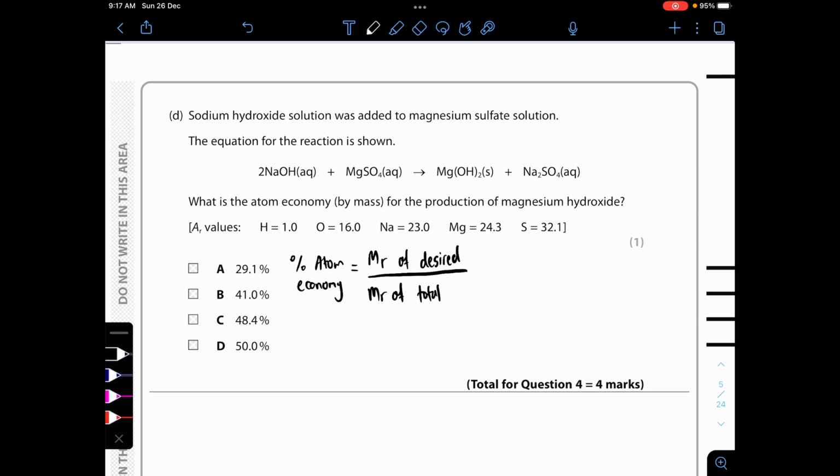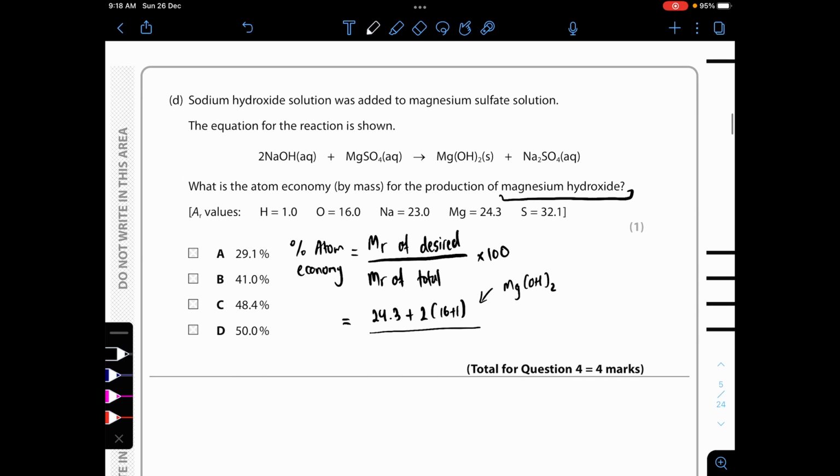Okay, so times by 100. So let's look at that. What is the desired product? We want magnesium hydroxide, so that's Mg, which is 24.3, plus two hydroxides, so O plus H, 16 plus 1. That is our desired, our Mg(OH)2.